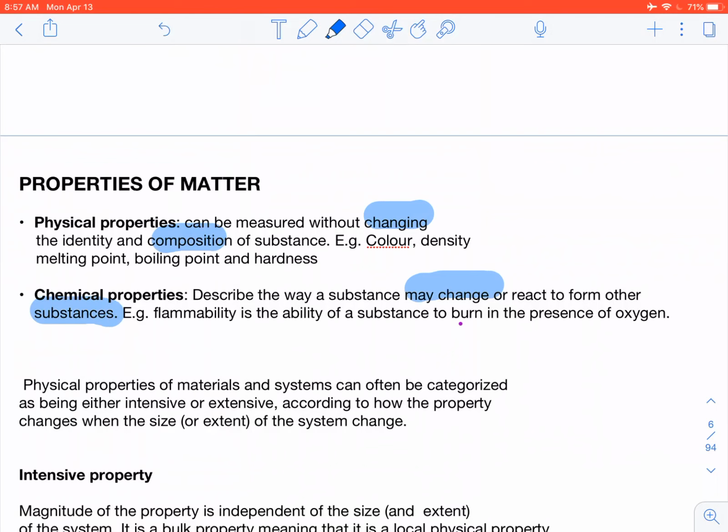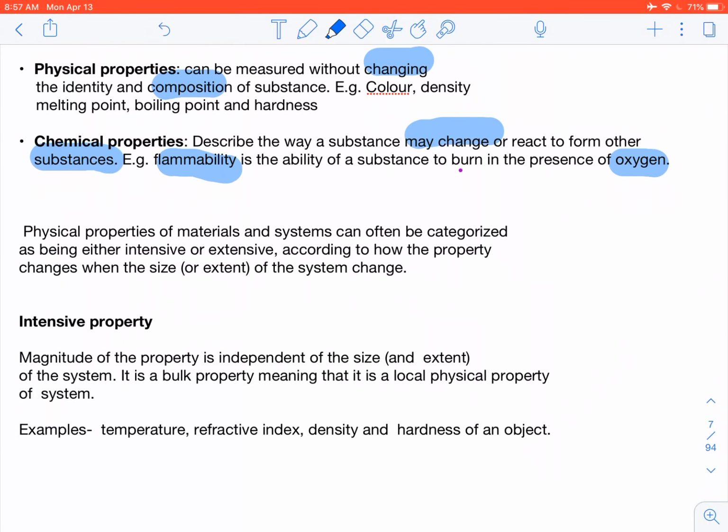One such property is flammability. It is the ability of the substance to burn in the presence of oxygen. And when it does so, it forms another substance. Also, physical properties of materials can be categorized into intensive properties or extensive, according to how the property changes when the extent or the amount of substance changes.